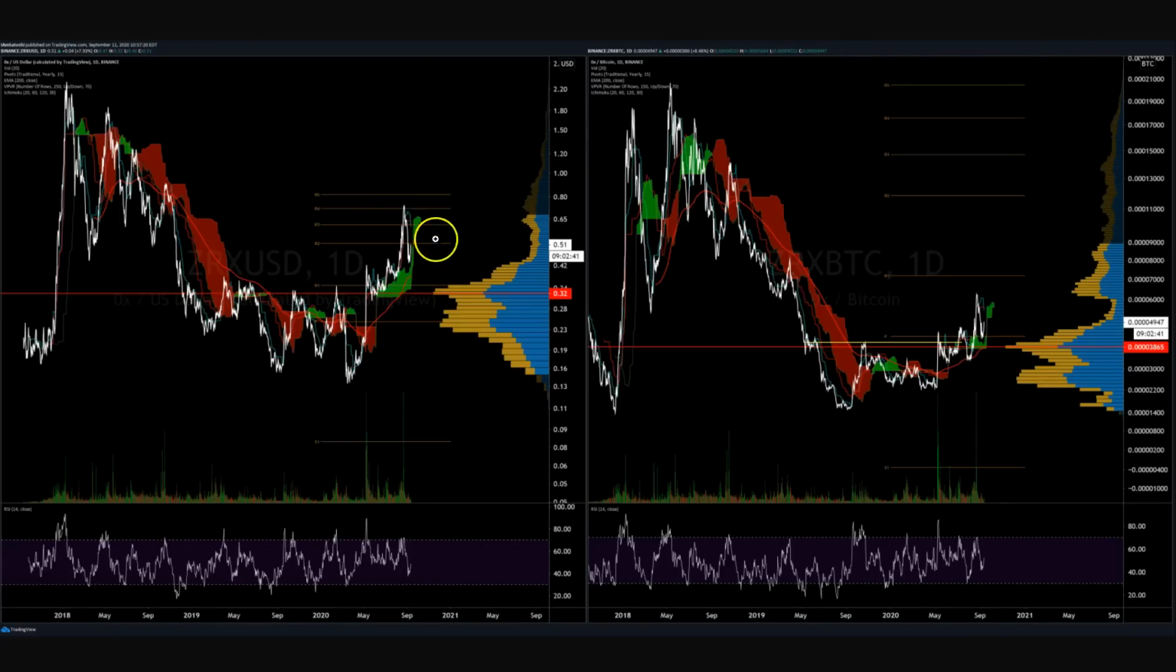0x has mean reverted. It's still above the cloud, still above the 200, but it's not in a spot where I'd want to buy it. Trend metrics need to reset. Give it a couple weeks. Same thing with the BTC pair. Trend metrics need to reset. Give it a couple weeks.